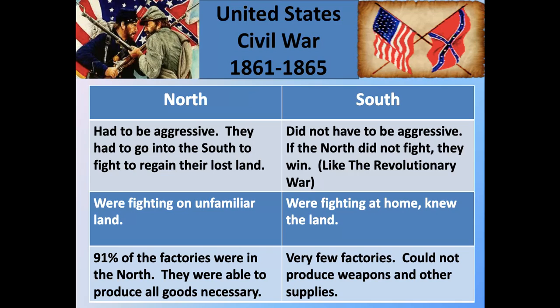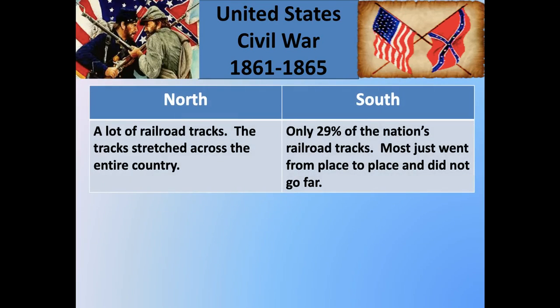91% of the factories are in the North. This was good because they were able to produce all these goods and use them for the war. The South, on the other hand, had very few factories. They couldn't produce enough weapons or supplies to keep themselves with what they needed.